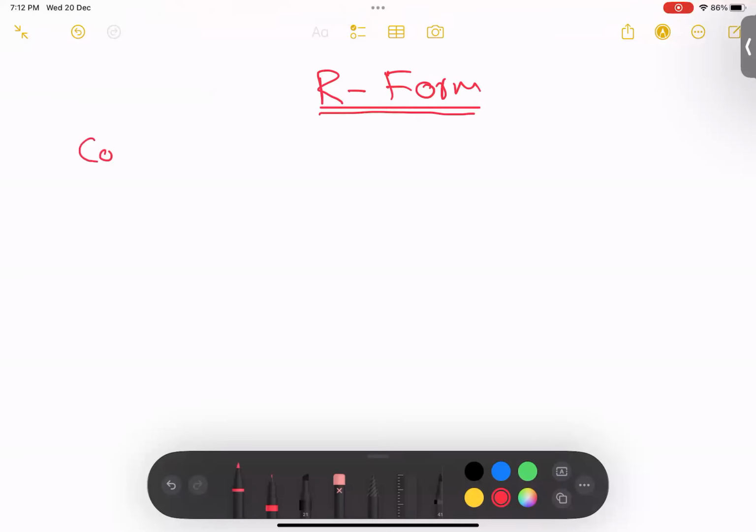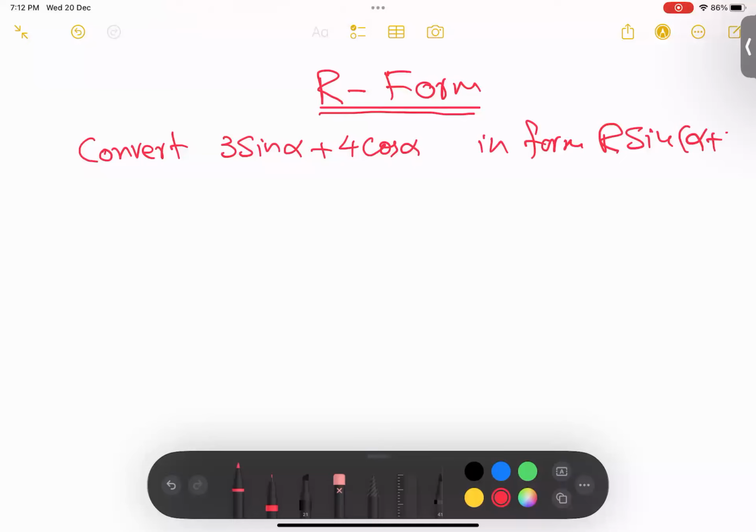When he says convert 3 sine alpha plus 4 cos alpha in the form R sine (alpha plus theta), this kind of question he can ask you. One minute, please. Let me check, is that question correct or not?